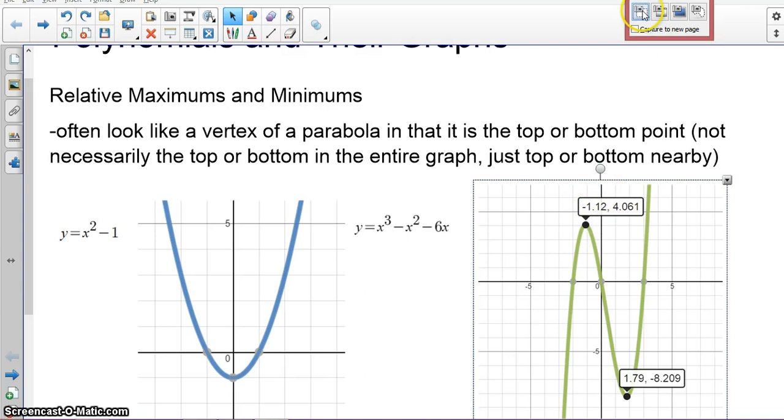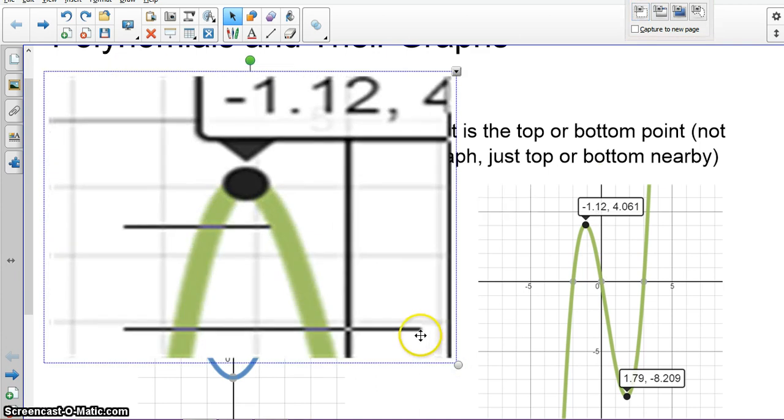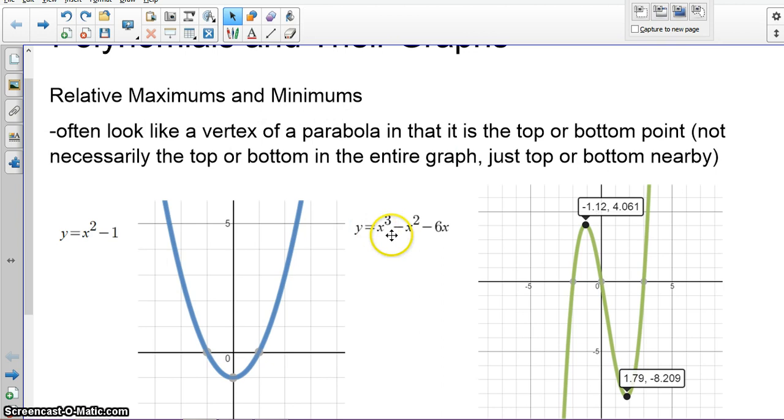So if we zoomed in and only looked at this part here, yeah, it'd look like the vertex of a parabola open down. It's not what it is. It's not the name of it, but it kind of looks like one if you only zoom in and look at a little bit.